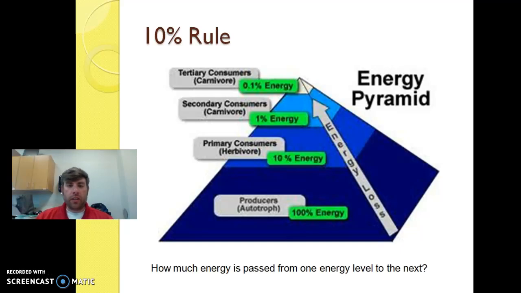Within these trophic levels, there's this 10% rule. The 10% rule is an interesting idea. If you look at the numbers here, 100% of the energy that's available in an ecosystem starts with the producers. Now you have your primary consumers like herbivores, they are going to consume the producers, but only 10% of the energy that was stored here is actually available to them. And then only 10% moves up to the next level, and only 10% moves up to the next level.